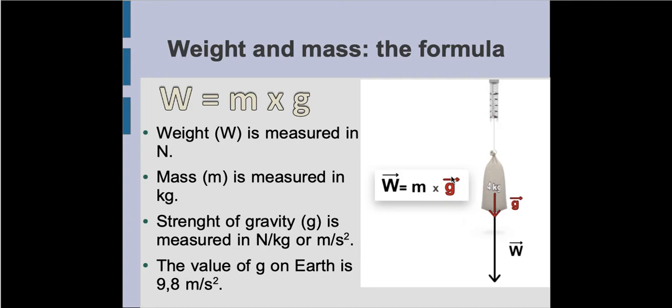On Earth, this magnitude is 9.8 meters per square second, but on other planets it could be different. Weight and gravity are both vectors, and both of them have the same direction.